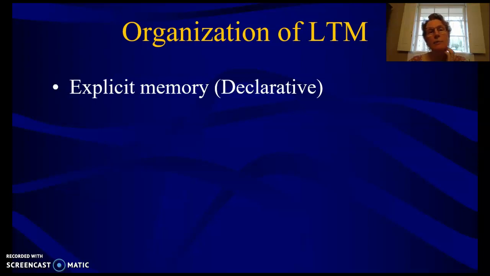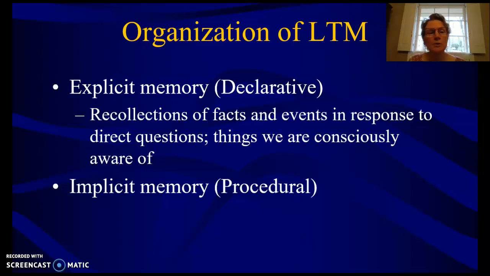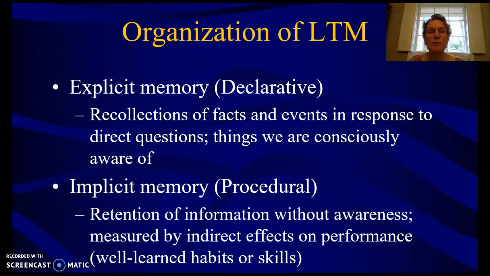All right, let's talk about how long-term memory is organized. So you've got explicit memory, which is also called declarative. And then you've got implicit memory, which is also called procedural. So explicit memory is you remember facts and events, kind of anything that you are consciously aware of and can describe to someone else is explicit memory.